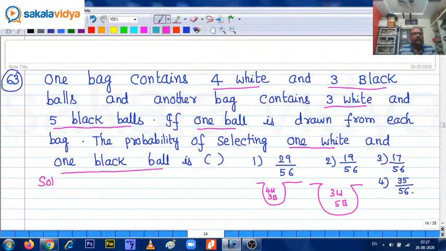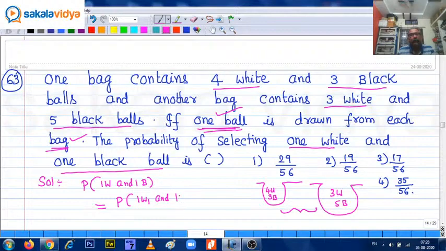Right, if one ball is drawn from each bag, probability of selecting one white and one black ball. So directly let us do it without time wasting. Probability of selecting one white ball and one black ball is equal to, that means here as we have two bags, one white ball may be from first bag and one black ball from second one, because we need to select only one ball drawn from each bag. This condition is there. This is a very important condition. That means we can select like this. So probability of selecting one white from one bag and one black ball from the second one, plus P of one white ball from second bag, two stands for second bag, one black ball from first.